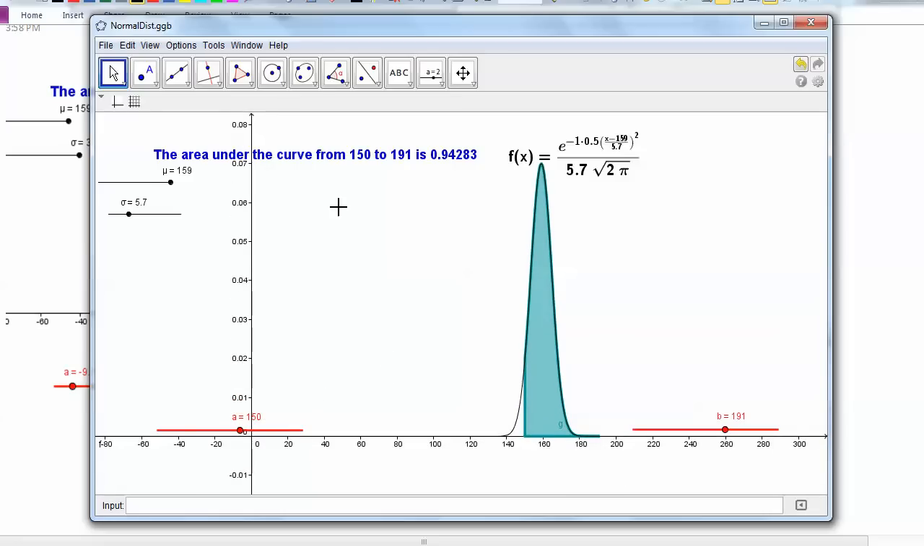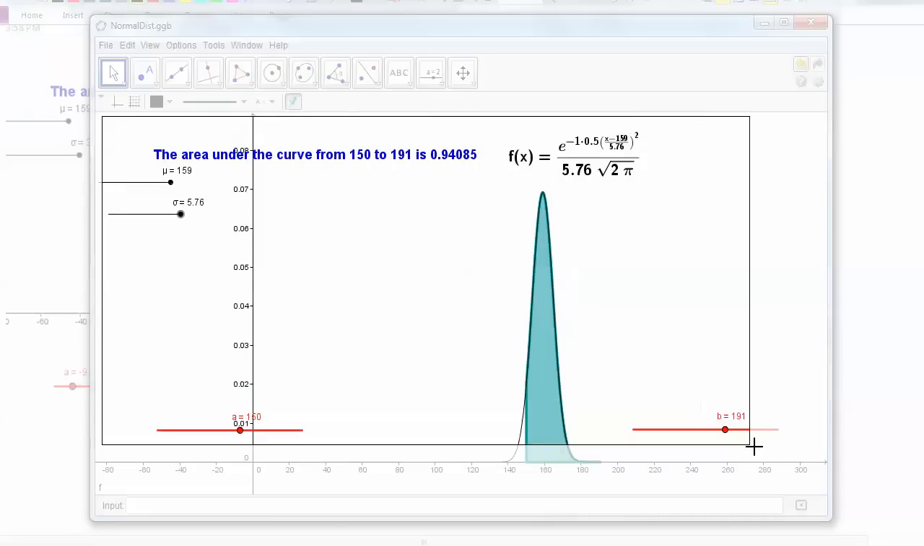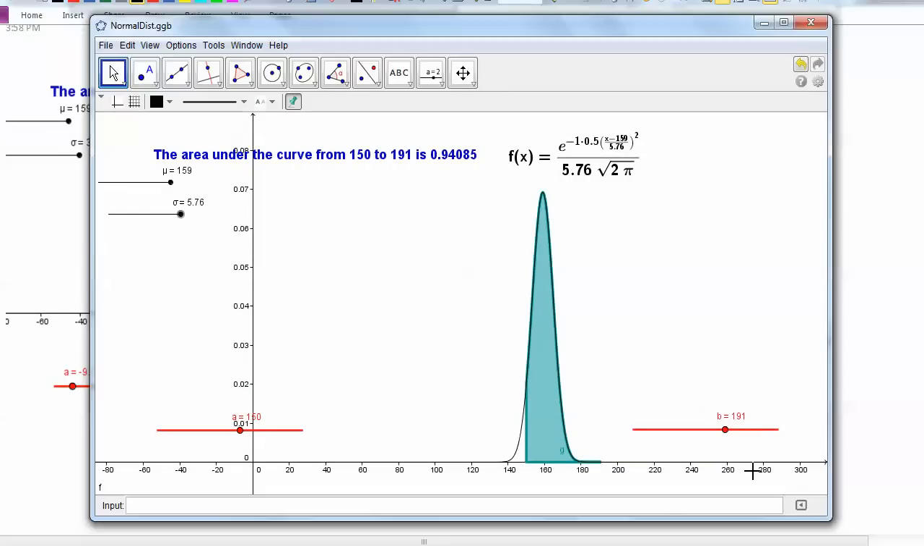I have not changed my endpoints of 150 to 191. The range is staying the same, but I see that I'm already taking up way more area because everything got skinny, right? It pulled in on itself. And that's how the central limit theorem works. Okay, so let me make a minor adjustment here to get more accuracy. And let me take a snapshot of this, so that again we have the visual.